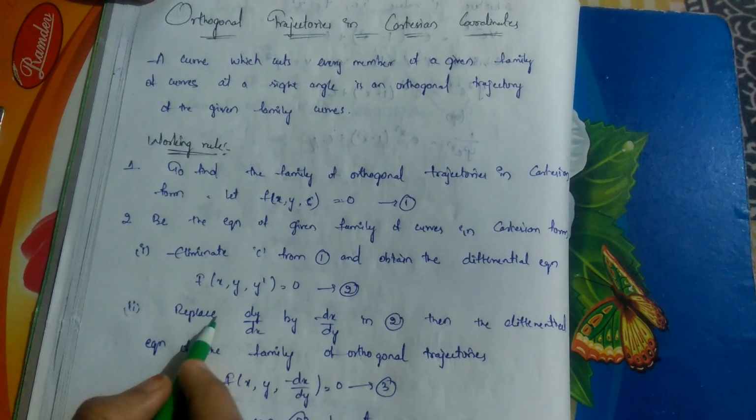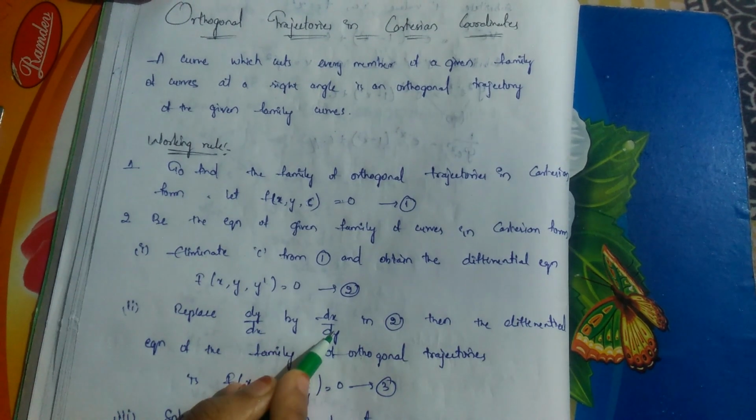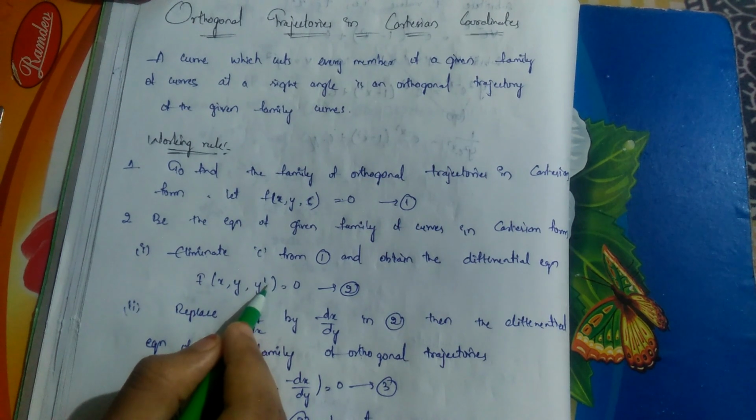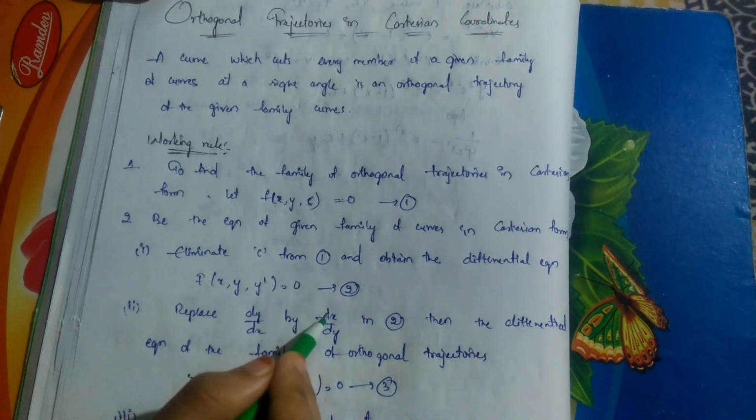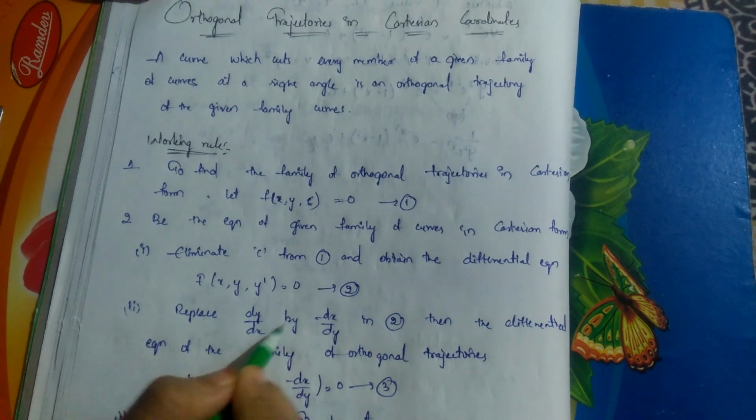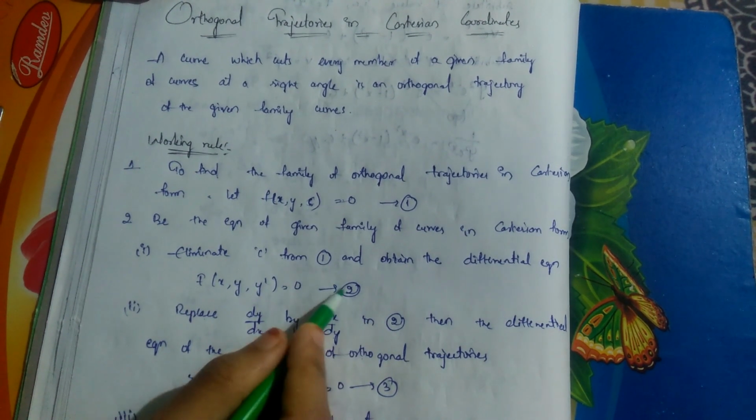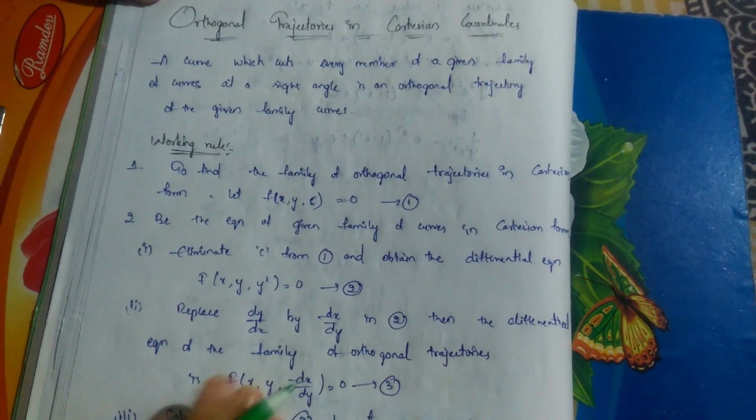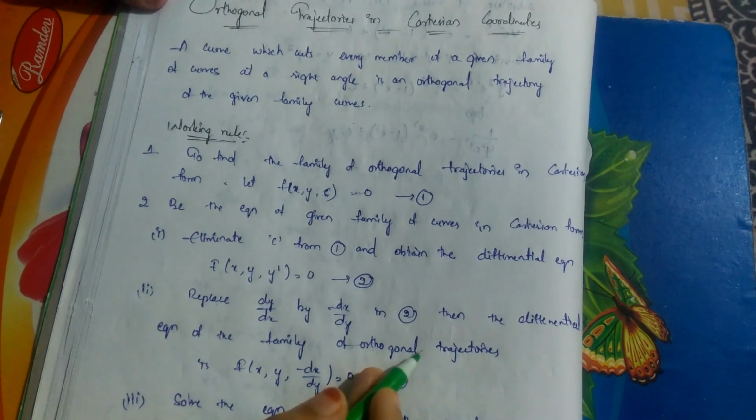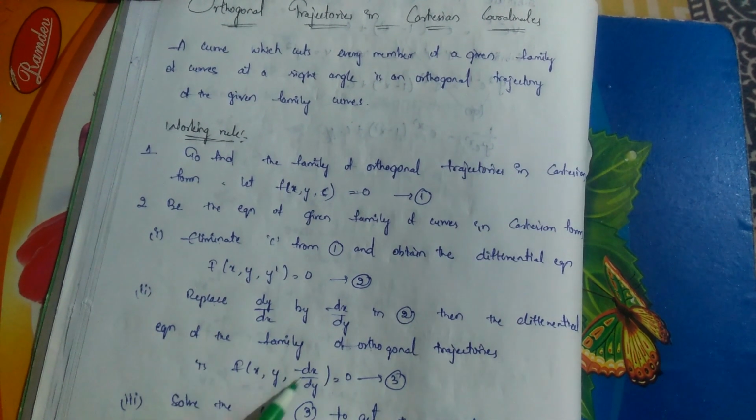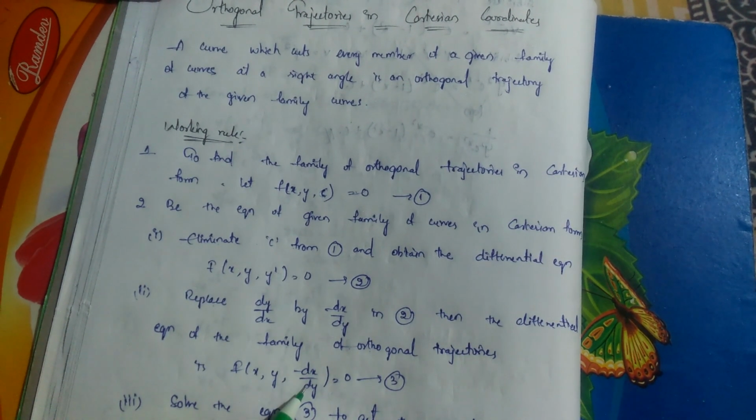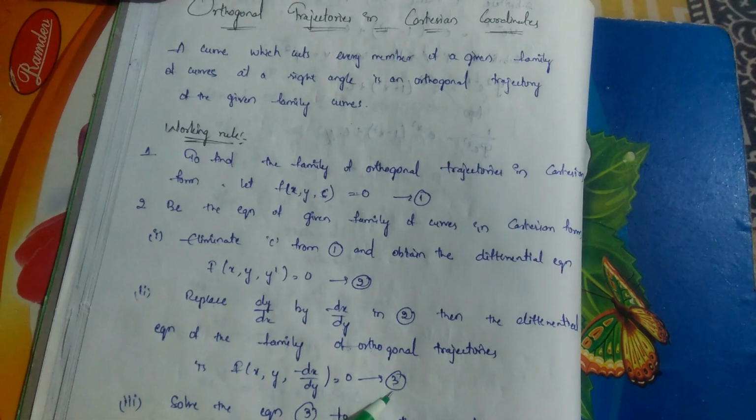Now after getting this, we have to replace dy by dx by minus dx by dy. So after finding the differentiation, we get the differential equation. There we will have the dy by dx. Now in the place of dy by dx, we have to substitute minus dx by dy. So replace dy by dx by minus dx by dy in equation number 2. Then we get the differential equation of the family of orthogonal trajectories. Then we will get one equation in terms of x, y and minus dx by dy variables. We have to assume that equation as equation number 3.